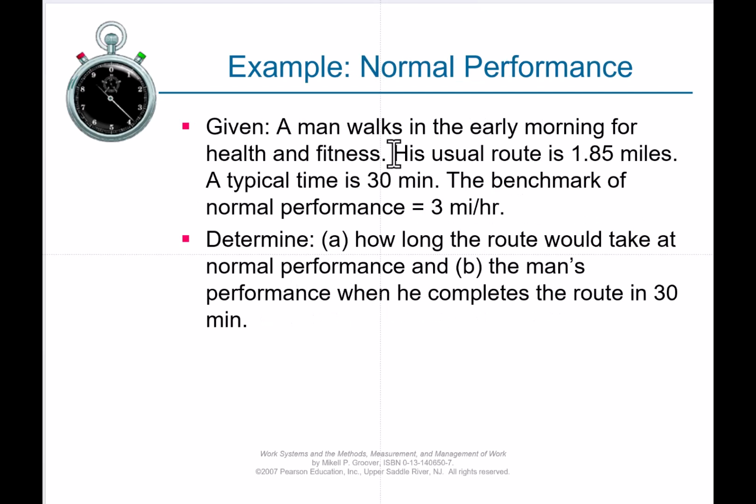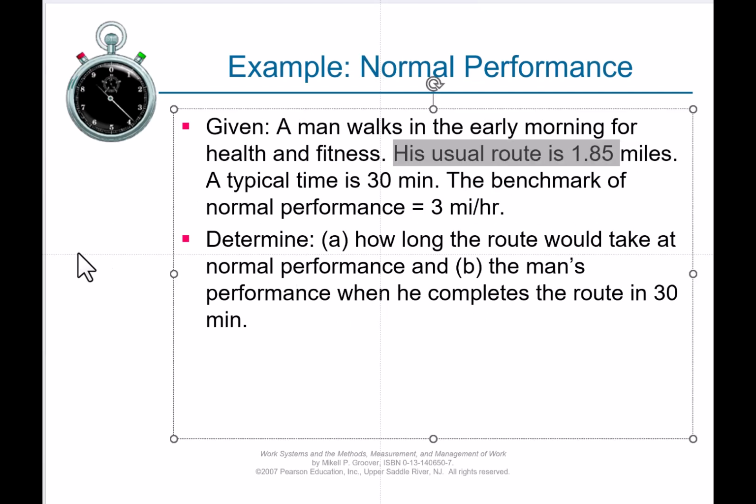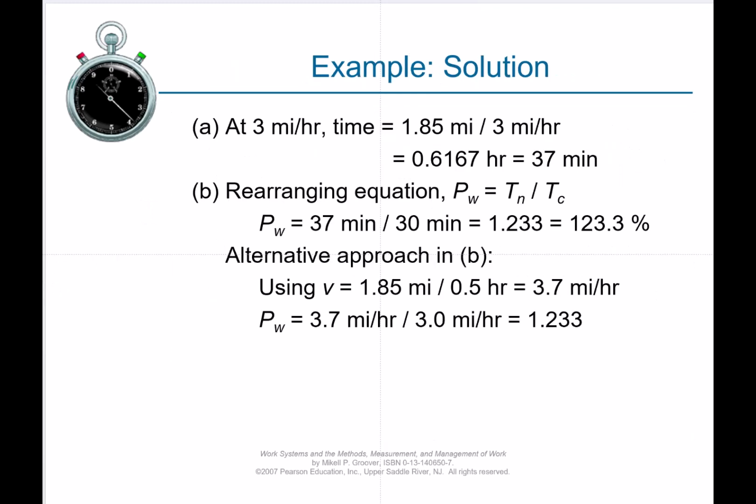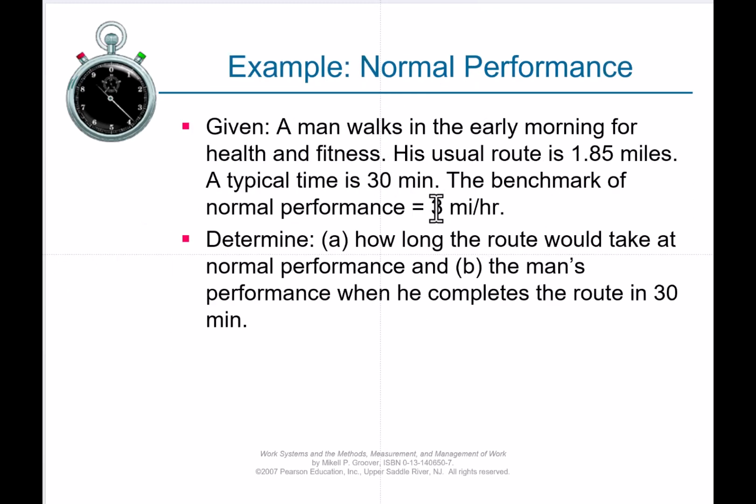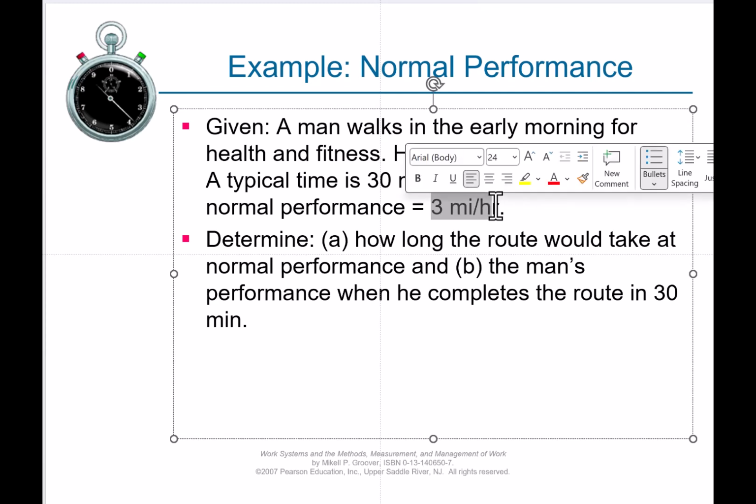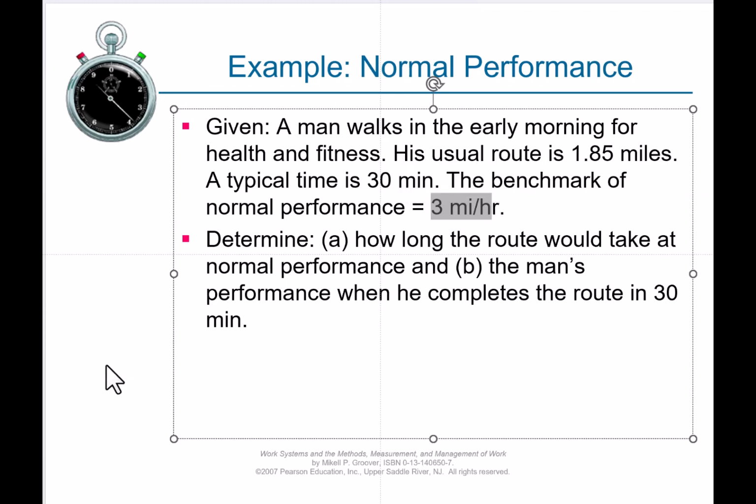In reality, his usual route is 1.85 miles, but the benchmark is 3 miles an hour. That means that he probably was walking pretty fast. And let's see, if the typical performance is 3 miles an hour, that means that in half an hour, you're going to be able to cover more distance.